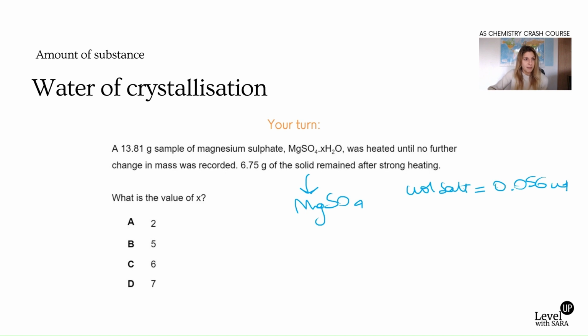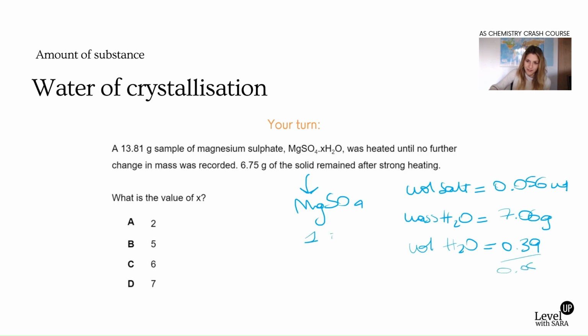Then I can find the difference between the two because this is the mass of water that remained. So the mass of water that remained was, I'll write it down here, 7.06. And I can find the moles of that, which was that divided by 18. I got 0.39. And now we can get the ratio again: the smallest, the salt, is 1, and the water, this divided by 0.056 to get a full ratio. I got 7. I hope you got that too.